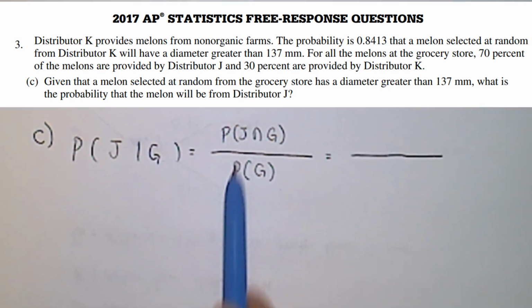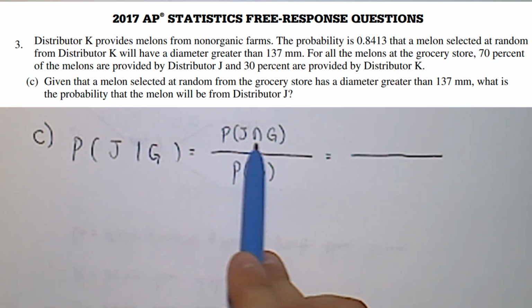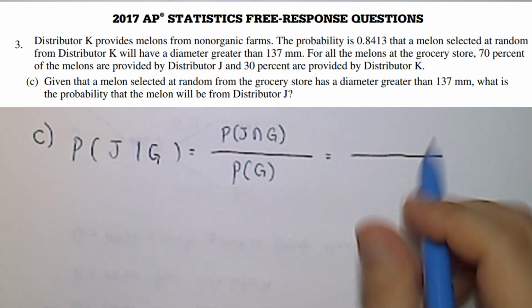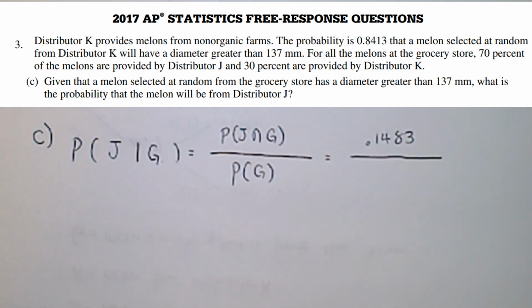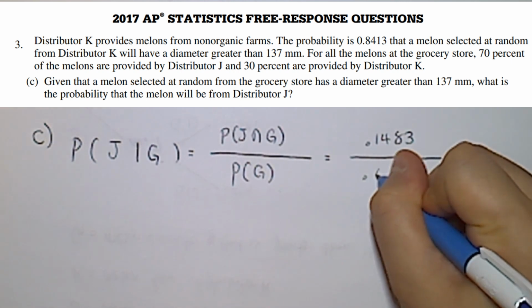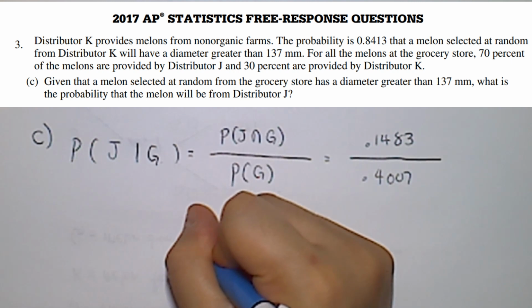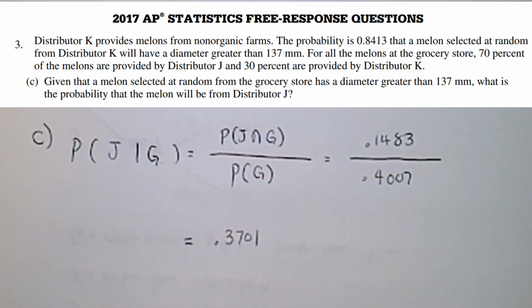Now if you look back, we already calculated the probability of it coming from distributor J and being greater than 137 in diameter, which was 0.1483. And from part B, we calculated the probability of a diameter greater than 137 for all melons, which was 0.4007. So our answer comes out to be 0.3701 if you divide them.